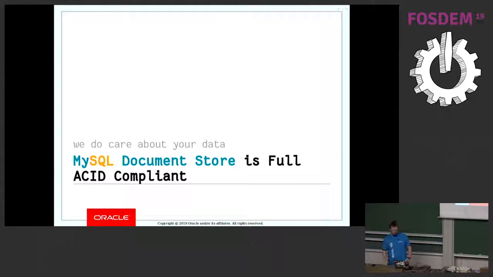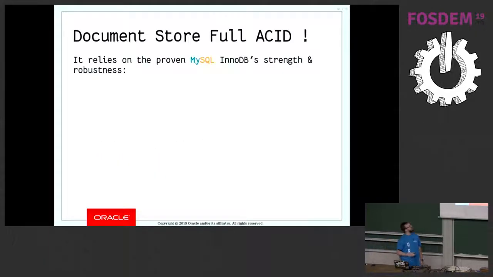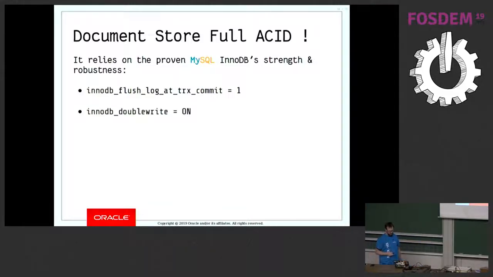But like I said earlier, in MySQL, we also do care about your data, right? So the MySQL document store is fully ACID compliant. It means that it relies on InnoDB. So your data is stored on InnoDB. It's not yet another engine behind MySQL. No, it's InnoDB, which is the most, let's say, powerful and robust engine that we have, right? By default, you have flush log at transaction commit. So every time you do a transaction, every time you insert a document, it will be flushed also on disk.